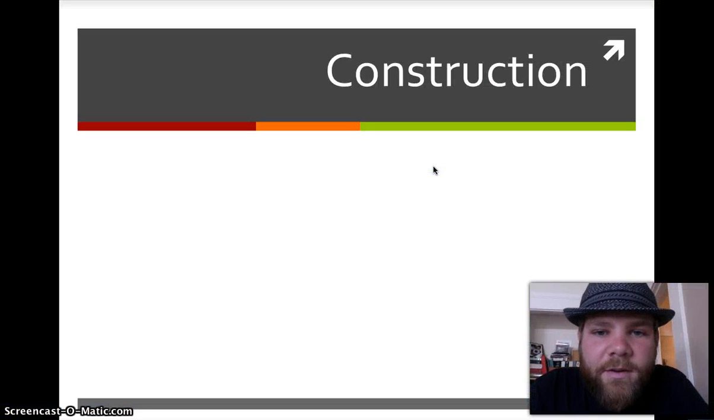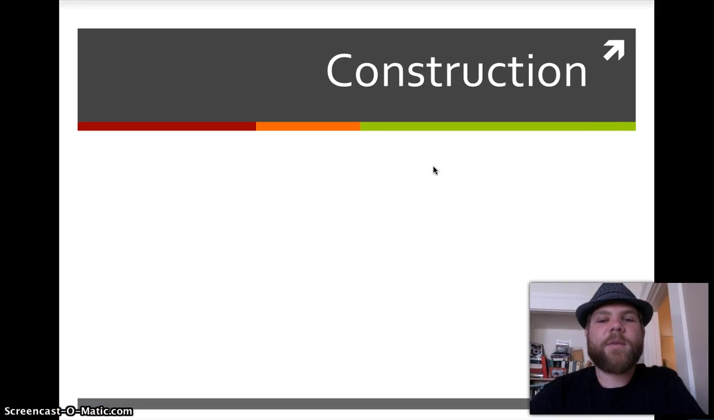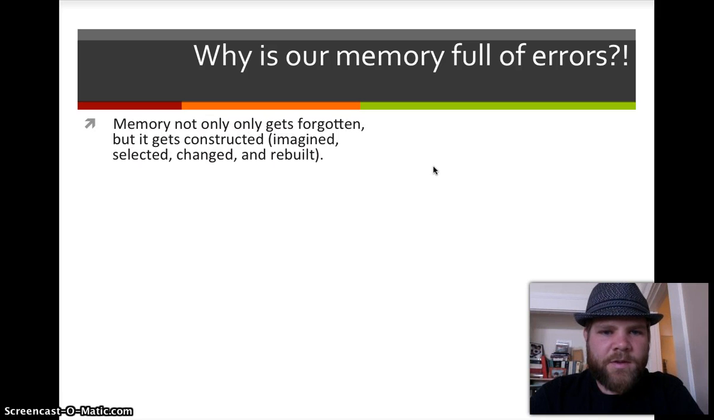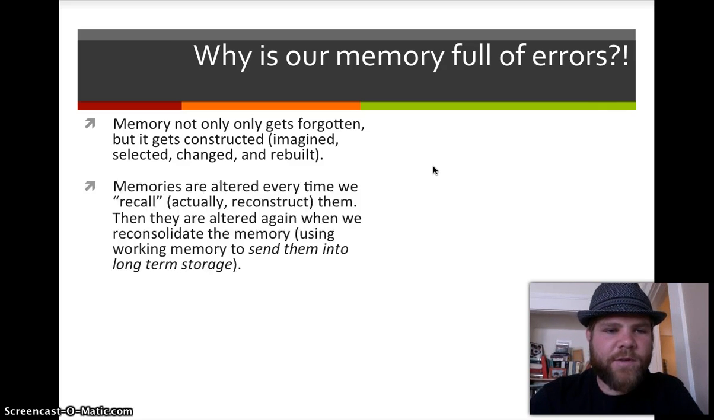Good evening, class. Tonight we're going to talk about memory construction. Or in other words, why is our memory full of errors? Why is it that when we remember something, it might be wrong or just made up completely? So we've talked about this a little bit before, but memory not only gets forgotten, but it also gets constructed, meaning that it's imagined, selected, changed, and rebuilt, just manipulated overall by our act of retrieving it.